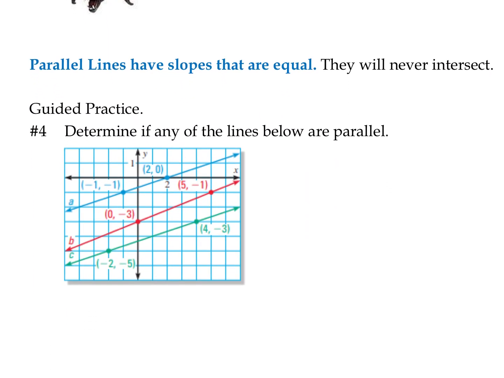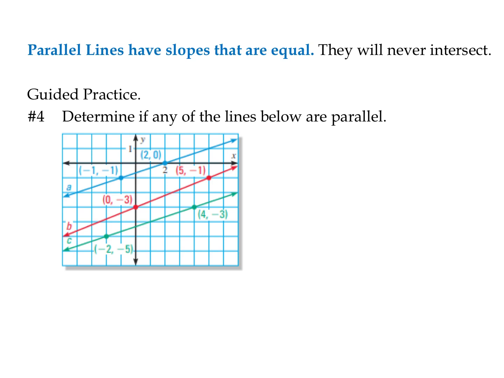All right, back to some linear equations. Parallel lines are lines that never intersect, and they will always have slopes that are exactly the same, equal to each other. Parallel lines will have slopes that are equal. They are lines that are the same distance apart and never cross each other, never intersect.